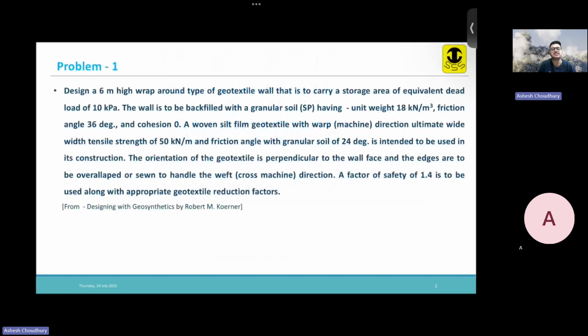A woven slit film geotextile with warp direction ultimate tensile strength of 50 kilonewton per meter.